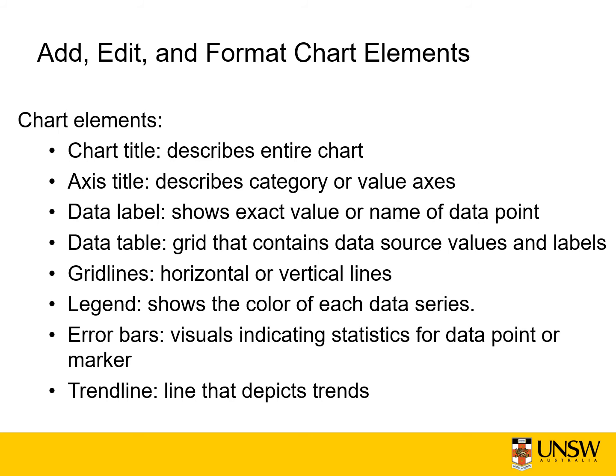Legend is a key that identifies the color assigned to each data series. Error bars show the standard error amount and percentage or a standard deviation for a data point. And finally, trend line is a line that shows data trend and helps forecast future data.